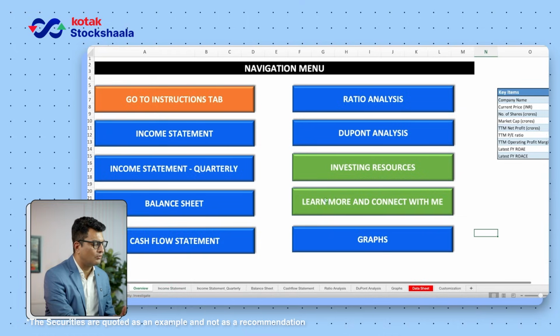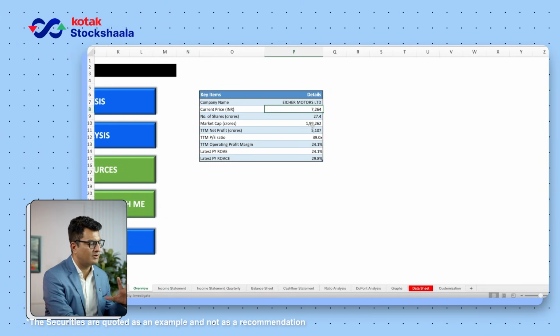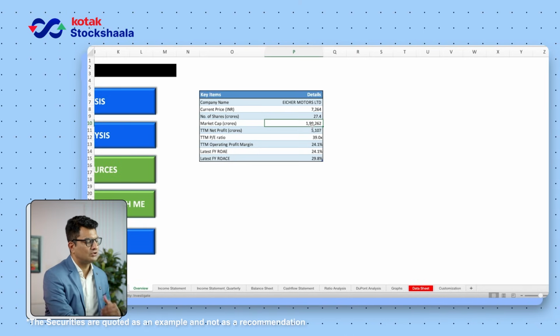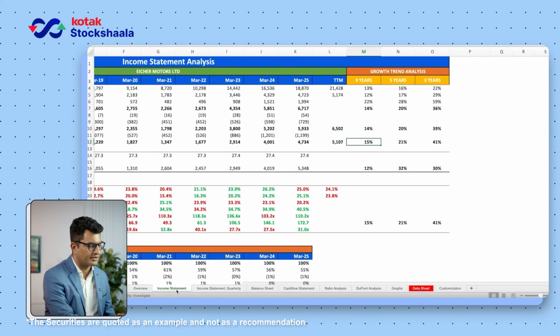And if you see the overview, you will get a lot of idea around their valuation, what is the market cap, current price, and all those things. So this will give you an informed way to take a decision further as well.